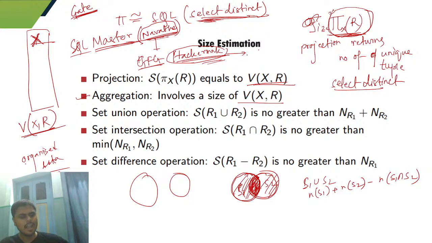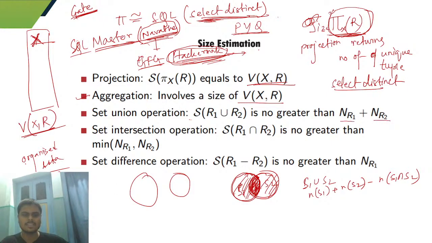And for DBMS, I think the lectures taught here are sufficient if you want to crack GATE. Just study from the Navathe book, which is a very standard book, and try to do some previous year questions. That will suffice for your GATE preparation. And for any kind of interview preparation, go to HackerRank and practice as many SQL questions as needed. Okay, so set union is basically telling us no greater than NR plus NR2.